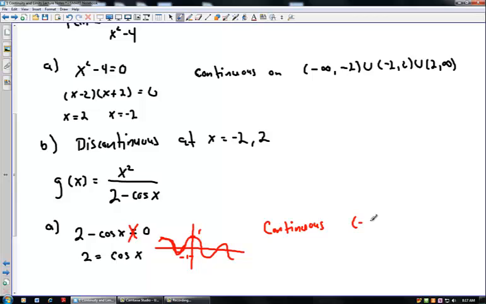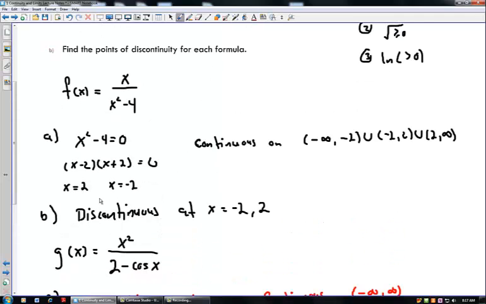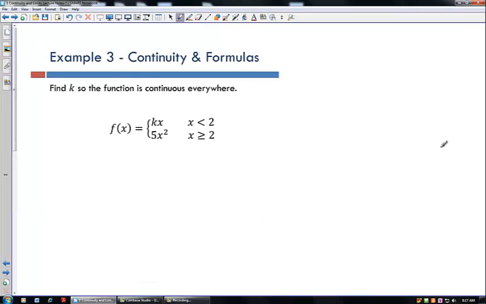Since the denominator is never equal to 0, it's going to be continuous on minus infinity to infinity. And then for part B, the points of discontinuity, there are no points of discontinuity for this one. So this is a function that is continuous everywhere, whereas this f of x is continuous almost everywhere except for these 2 points, x equal 2 and x equal negative 2. So it's just continuous on these 3 intervals.